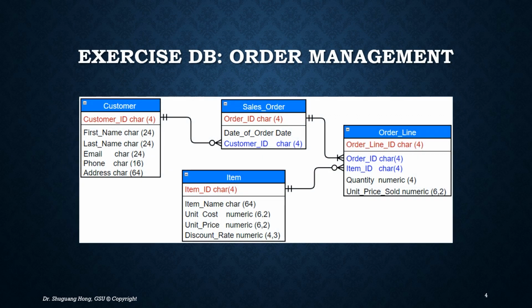Exercise database. All examples and exercises in this unit are based on an order management database illustrated in the schema diagram. The database consists of 4 key tables. The customer table records customer information. The item table stores product details. The sales order table contains sales order data. The order line table tracks details of each product within an order, including the sales order ID, item ID, quantity, and unit price.